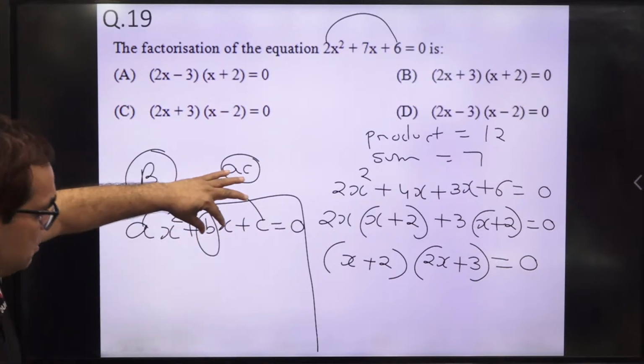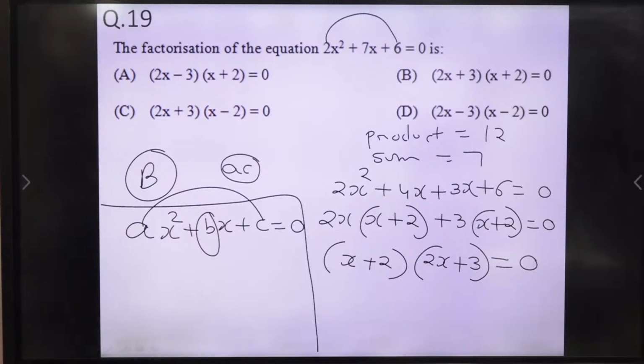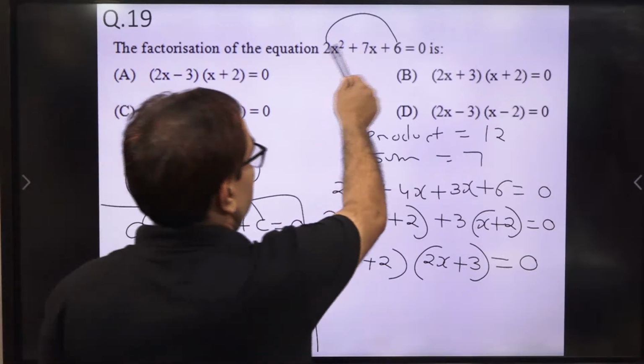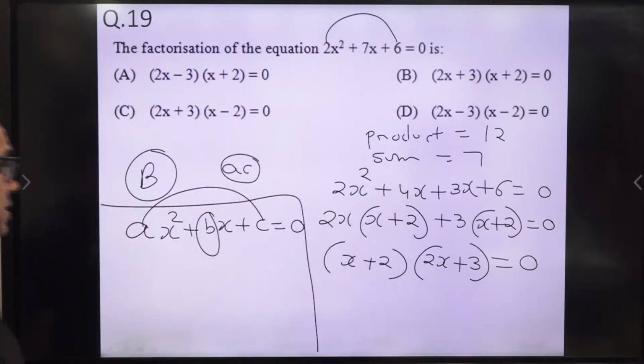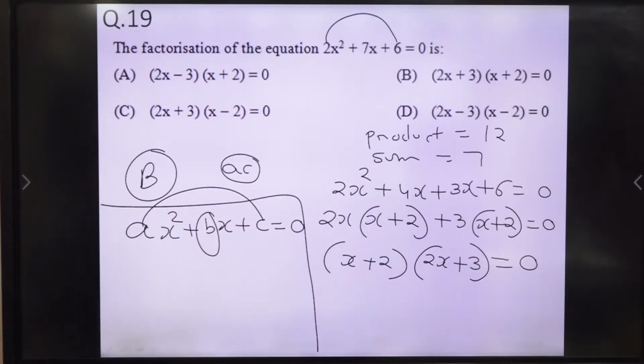So we break this into those two numbers and then we take the common factors. This is the logic behind this. SS Gupta, is it clear? Product of those two numbers should be equal to product of this into this. So here 2 into 6, 12. And their sum should be equal to coefficient of x, that is B.